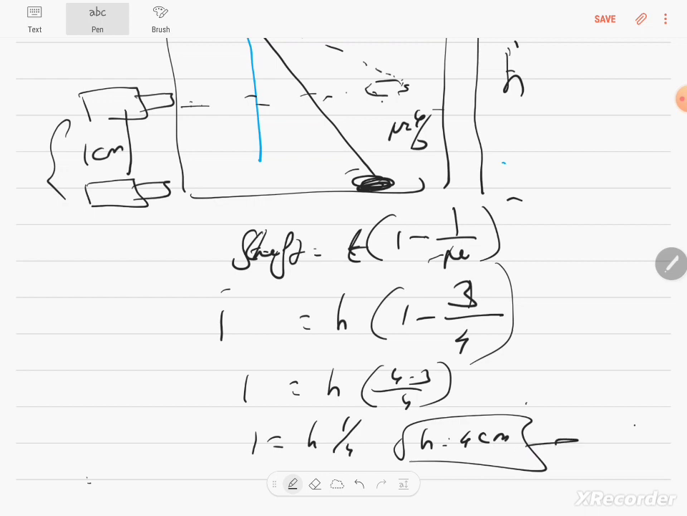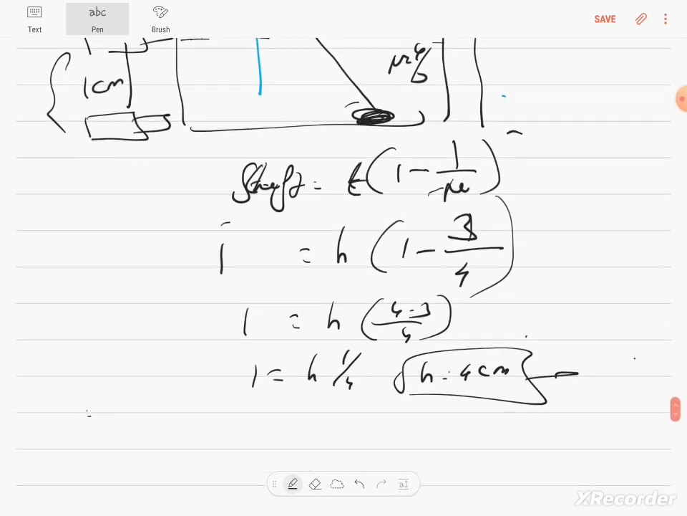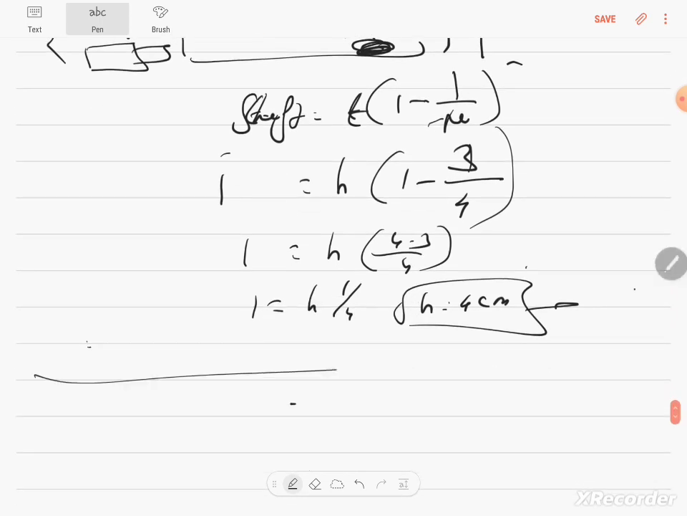Therefore, you have to fill up water till 4 centimeter so that the second position of the microscope can still catch the object's position. Are you clear? So let's go to the next question.